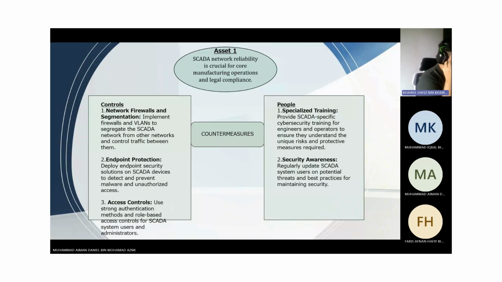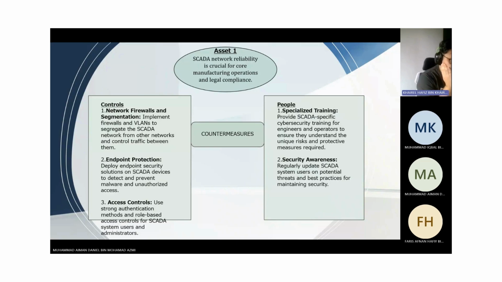All right, now we move on to the countermeasures for controls and people. First, for the controls is network firewalls and segmentation. Implement firewalls and VLANs to segregate the SCADA network from other networks and control the traffic between them. And second is endpoint protection. Deploy endpoint security solutions on SCADA devices to detect and prevent malware and unauthorized access. The last is access control. Use strong authentication methods and role-based access controls for SCADA system users and administrators.